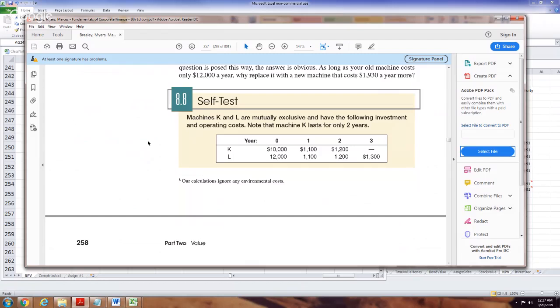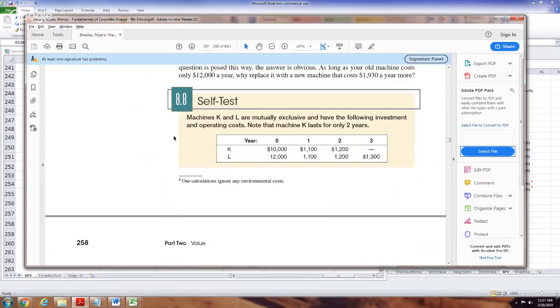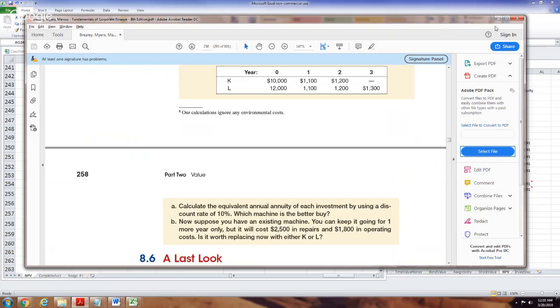We have 2 machines here. They're mutually exclusive. You have to do one or the other. One only lasts 2 years, the other one lasts 3 years. It looks like machine K is only 2 years, the other machine 3 years. And you have the cash flows here. There's operating costs and what it costs to buy them, and it's the same analysis. You have an initial capital investment and the annual cost. So let's go to it.